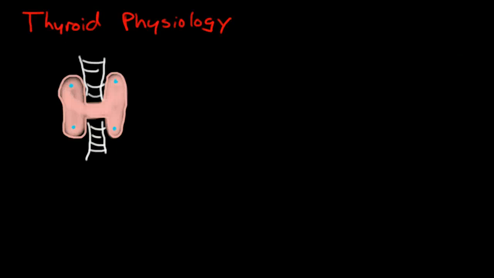Okay, so the thyroid gland. This is my rough drawing of the thyroid gland, and you can see that it sort of surrounds the trachea, just below the cricoid cartilage. And I'm sure you can see that from this picture.